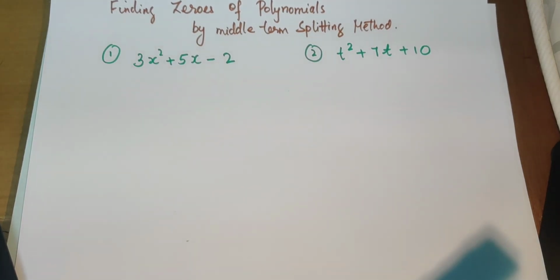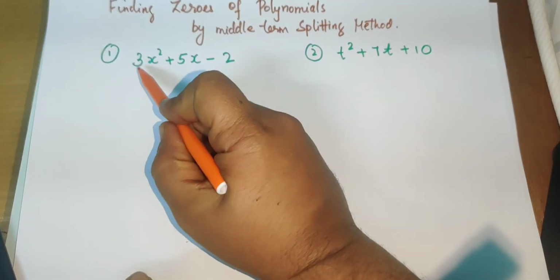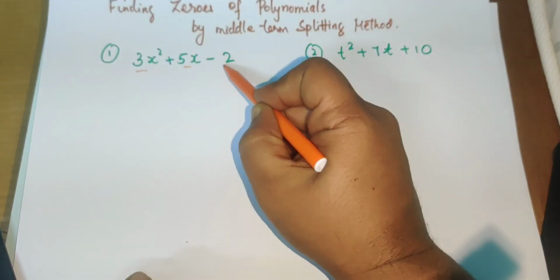So, we are continuing the second chapter, third concept, which is finding zeros of the polynomial by the middle term splitting method. We have already solved one question in the previous video. We'll solve two more examples in this video. Let us go for the question. The first question is 3x square plus 5x minus 2.